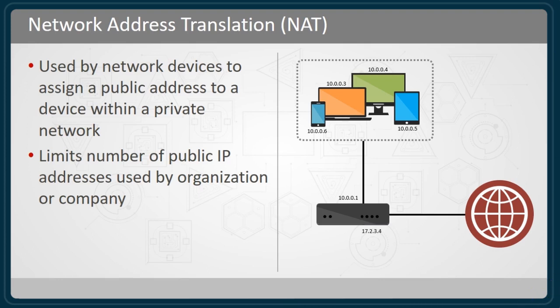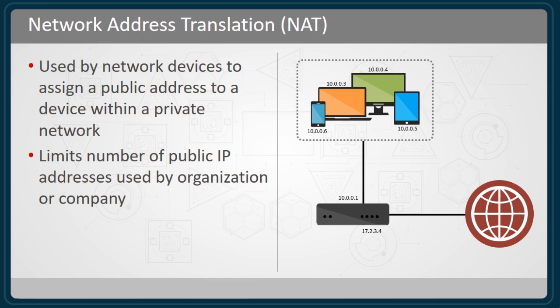So this limits the number of public IP addresses that are used by an organization or company, because we only now need one public IP address for everyone to get to the internet. But this introduces a problem. Every packet sent by every system using TCP/IP includes the destination address, where the packet is going, and the source address, where it came from. And the source address is used as the return address for the other system.